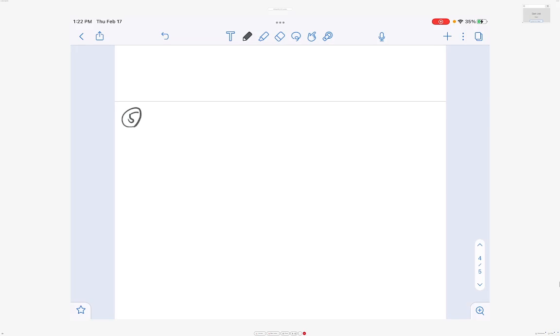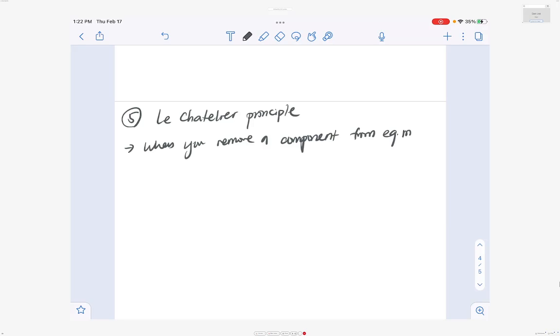Okay, moving on to the next question. All right, Le Chatelier's principle. About 60% of students got this question incorrect. The question I was asking: when you remove a component from an equilibrium mixture, where does the reaction shift?